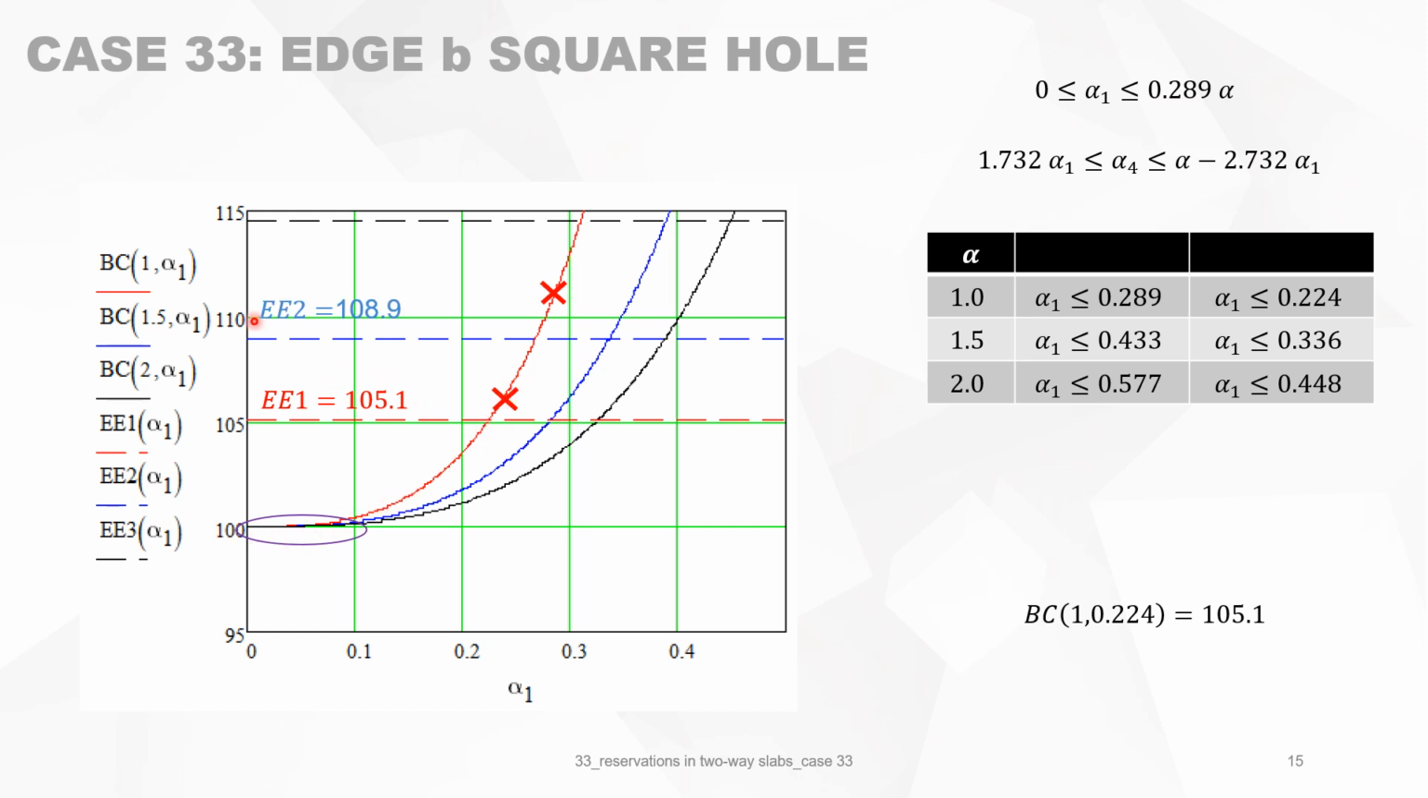We do the same for alpha equals 1.5, and you see that the bearing capacity for this limit value is 109, which is this line. So it means that the blue curve there is not valid. Only this portion counts. Then we do the same for the black curve, and it stops there at this intersection. Higher up, it's not valid anymore. This is all valid.